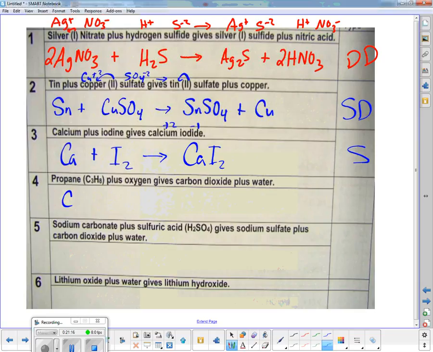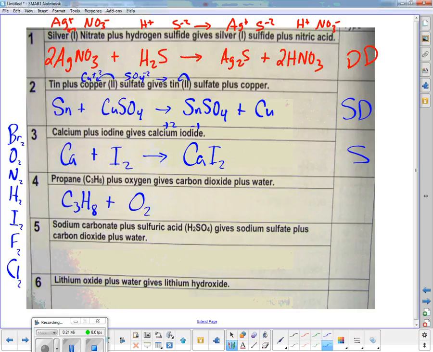Propane, they gave us as C3H8 plus oxygen. Oxygen is also a Brinclhof or twin. I know I'm saying Brinclhof a lot, but remember, those are the elements, and you just need to remember they all go in pairs. Those are the diatomics. This gives carbon dioxide plus water. What type? Combustion, and this is one we're going to have to balance.